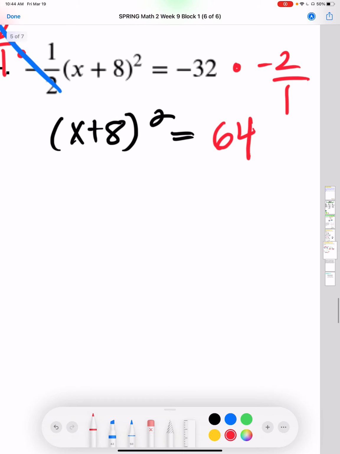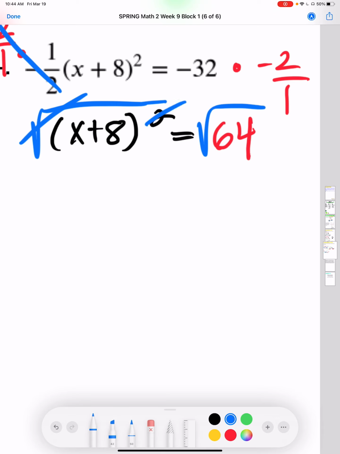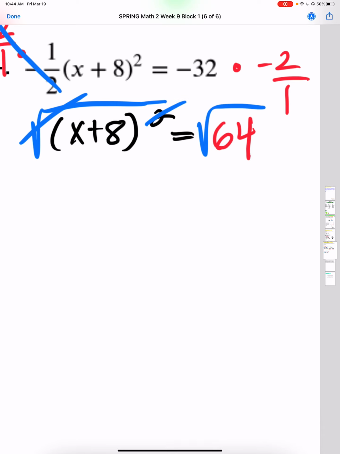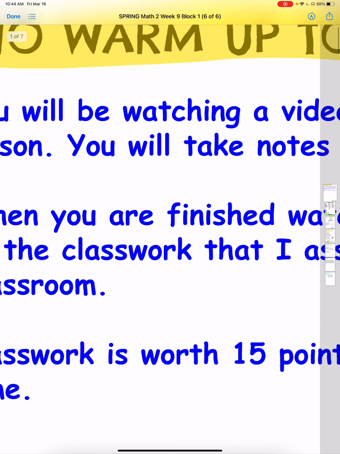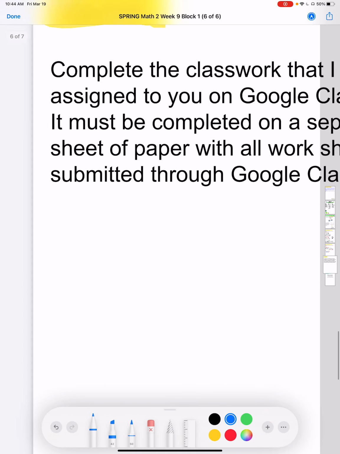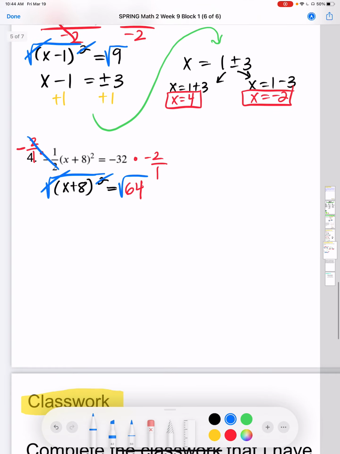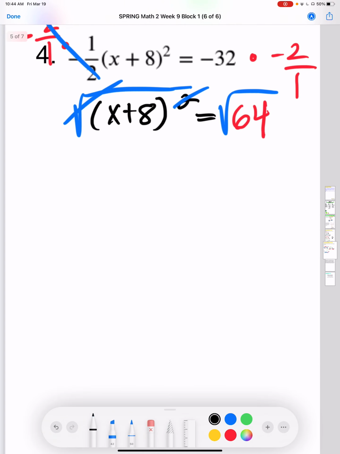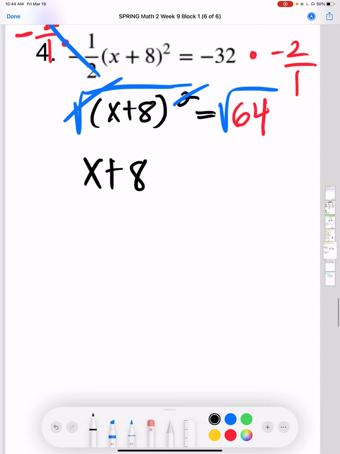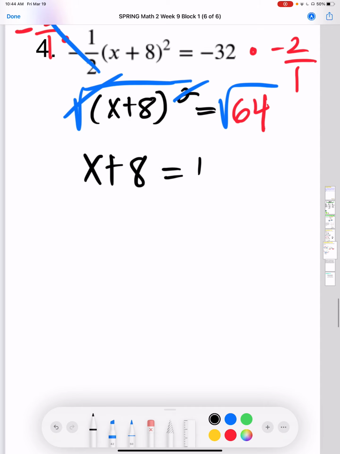All right, from here, we have nice numbers. So let's go ahead and get rid of that 2 by taking the square root of each side. The radical and the squared cancel out. You're left with, sorry, my pencil's gone. Okay, my pencil's back. I'm left with x plus 8 is equal to the square root of 64. It's plus or minus 8.